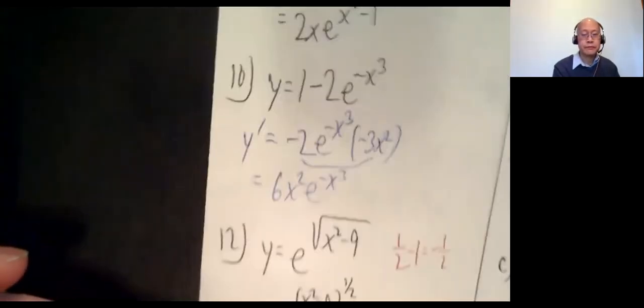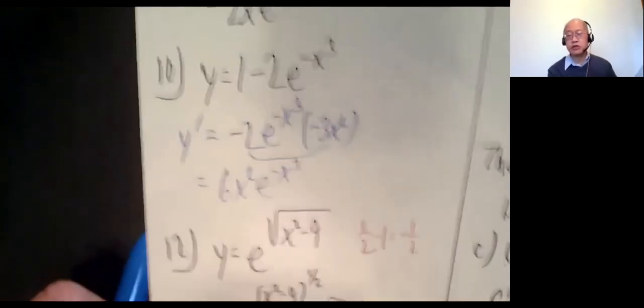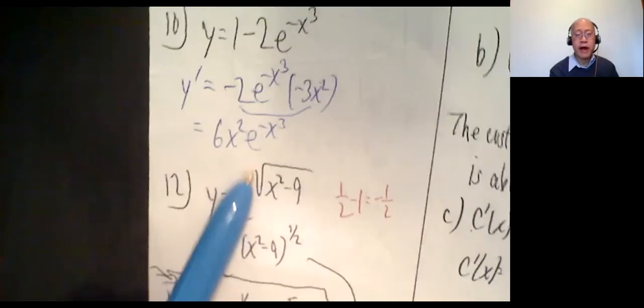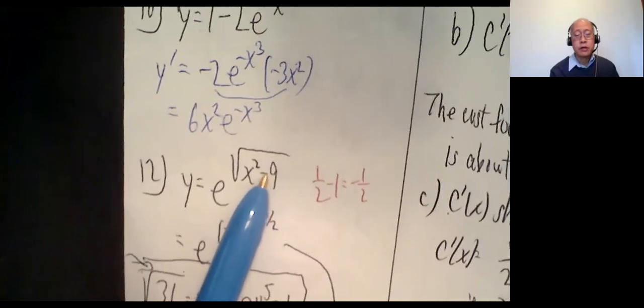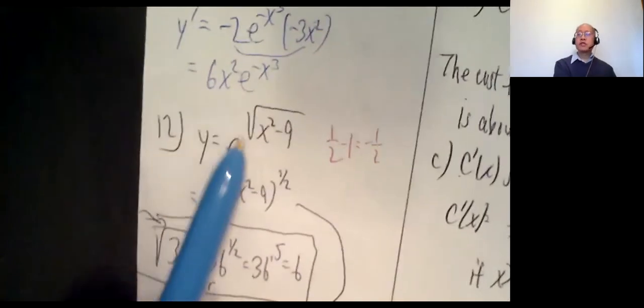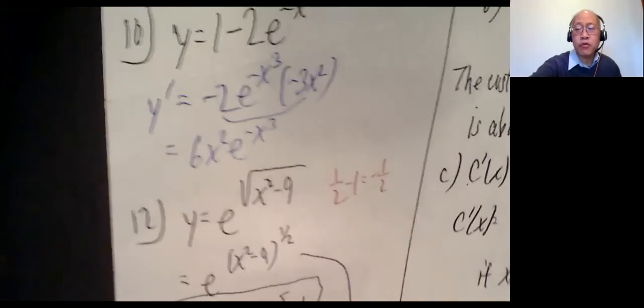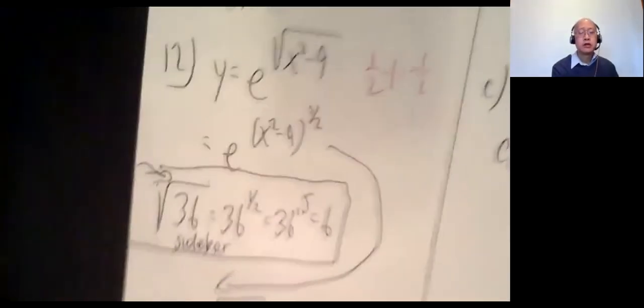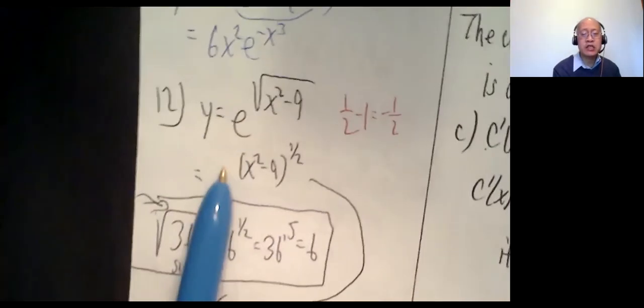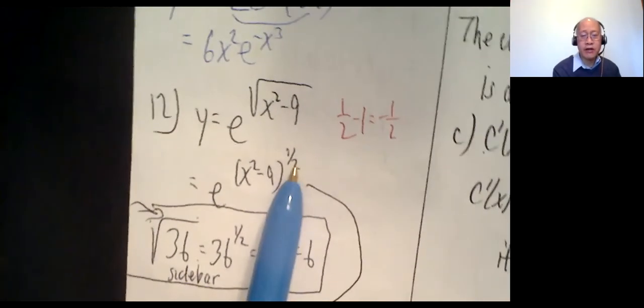Okay. Okay, 12 is a little bit trickier. The problems at the end get much more tricky. Okay, y equals e to the radical x squared minus 9. So before I start that, keep in mind what square root means, right? Square root means raise something to the 1/2 power. So I'm going to write it as e to the x squared minus 9 to the 1/2.